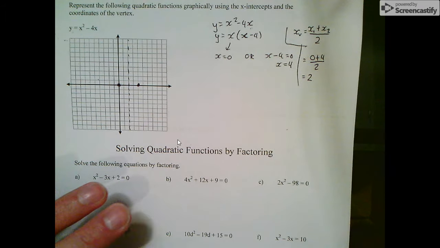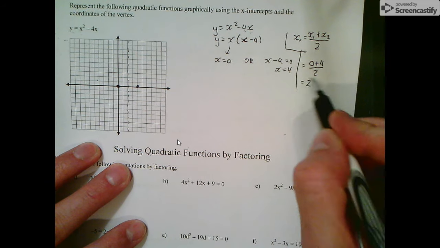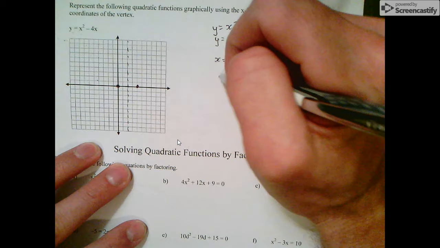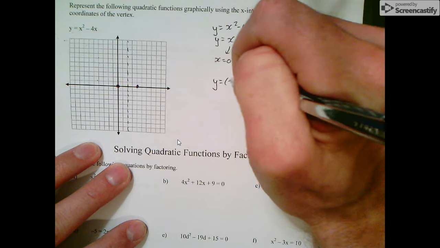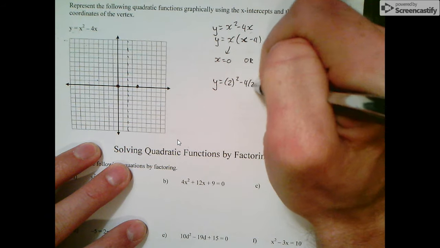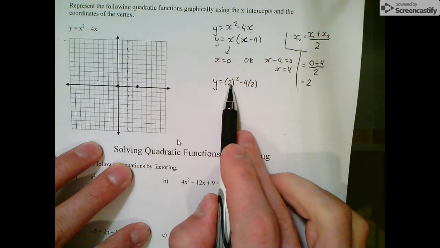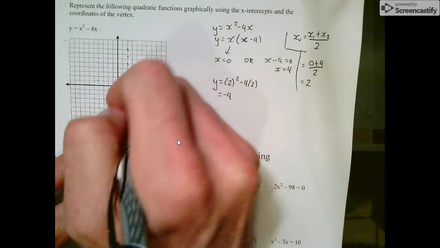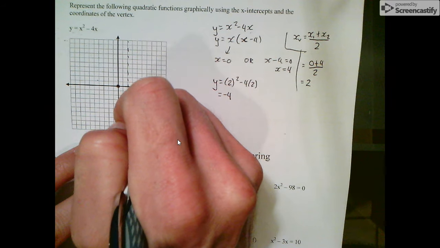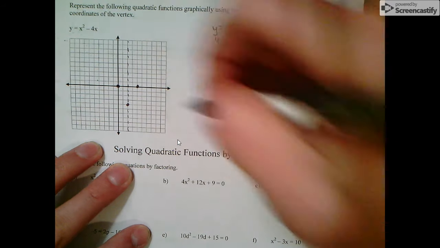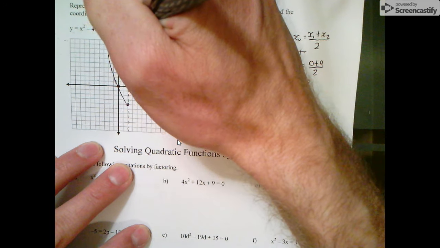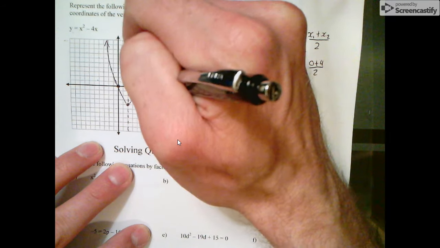And then to find the y-coordinate of that vertex, you plug that 2 back into the original equation or the factored form. So I will say y equals 2 squared minus 4 times 2. There it is. So that's going to be 4 minus 8, which is negative 4. So that's the y-coordinate of my vertex. 1, 2, 3, 4. There it is. And I'm just going to sketch a smooth curve as best I can through each of my x-intercepts.